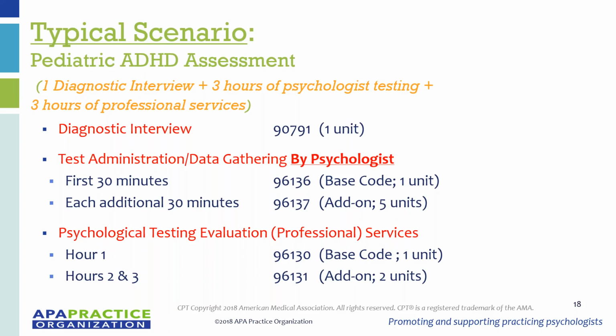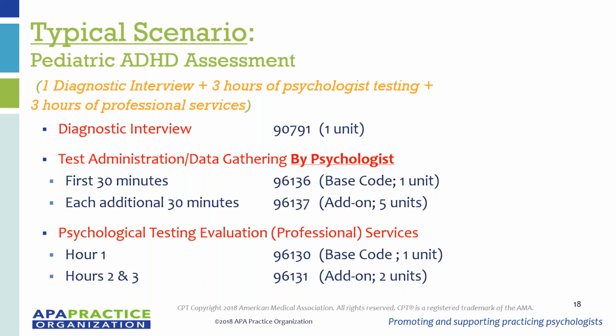Now comes your professional services. And we've already said in this example, you're providing 3 hours of professional services. Hour 1 is your base code, 1 unit. Hours 2 and 3, so that you're not paid more than one time for pre-service and post-service work, are add-on codes only, and you would have 2 units of add-on.